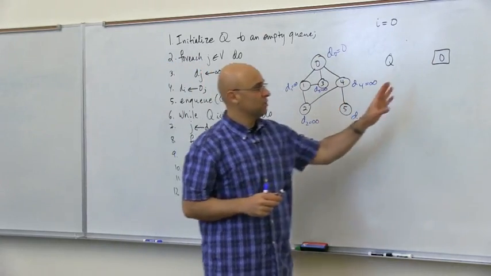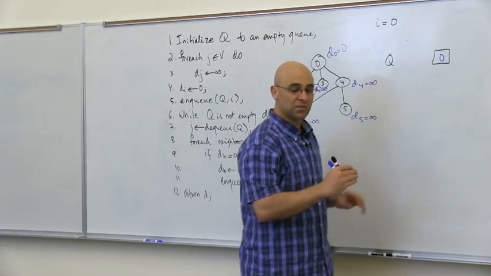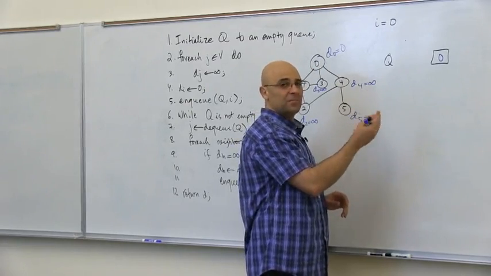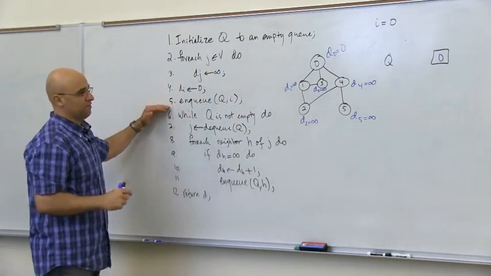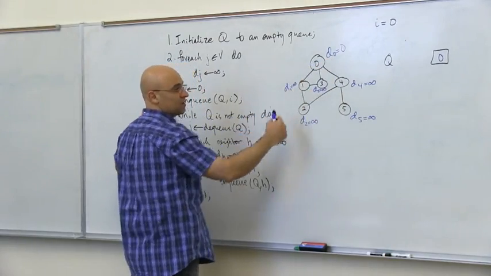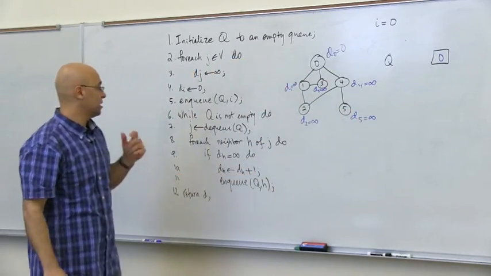The convention I'm going to use is that the head of the queue is on the left, the tail of the queue is on the right. Every time I add something to the queue, I add it on the right. Every time I take something out of the queue, I take it from the left. So after line 5, the distance to node 0 is 0, the distance to every other node is infinity, and the queue has only one element, node 0, the initial node.